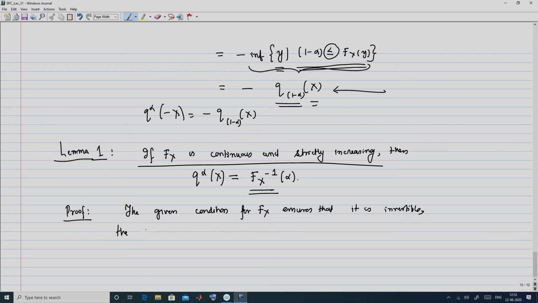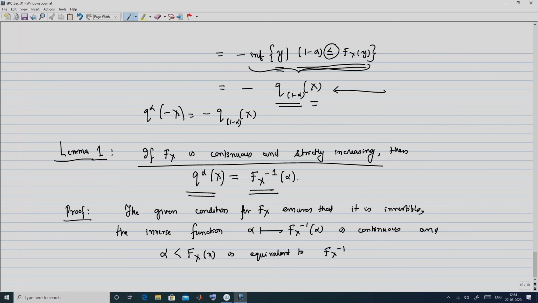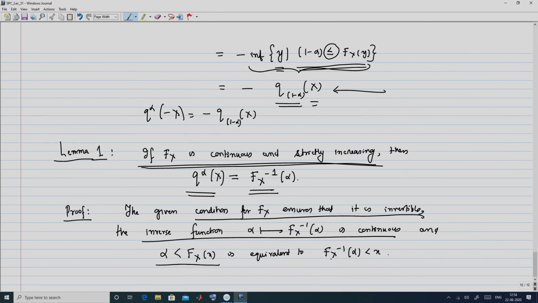Also, since it is invertible and the inverse function F_X inverse exists, this inverse function F_X inverse of alpha is also continuous. And most importantly, since we are talking about upper quantile, the condition that is required for the alpha quantile, that is alpha strictly less than F_X of x, is equivalent to the condition that F_X inverse of alpha is strictly less than x. So, based on this condition that F_X is continuous and strictly increasing, it is invertible, the inverse function is continuous, and most importantly alpha strictly less than F_X of x is equivalent to this relation.